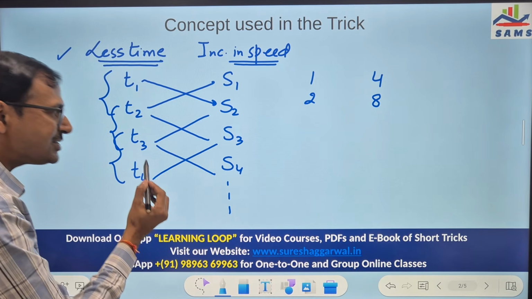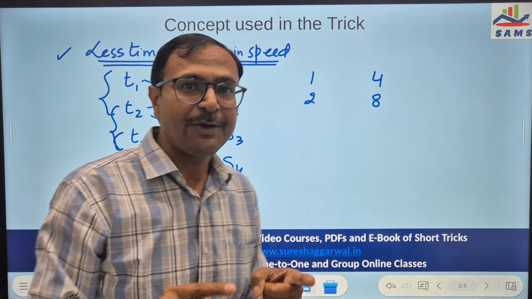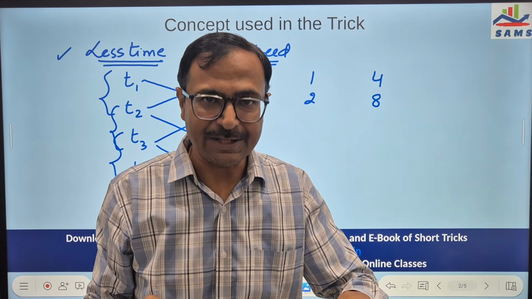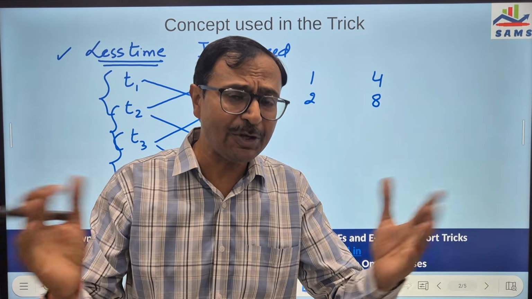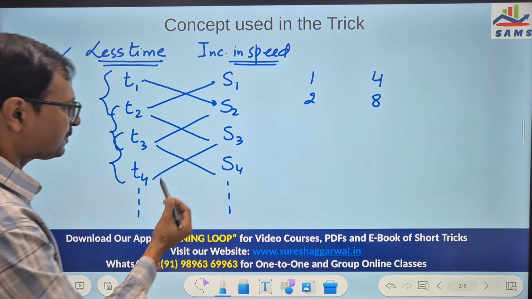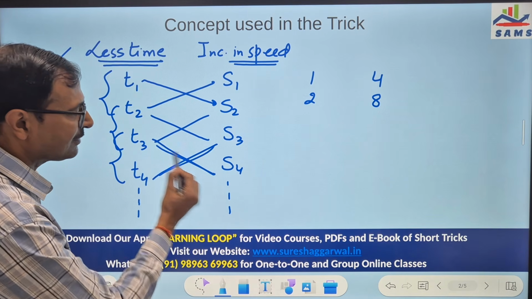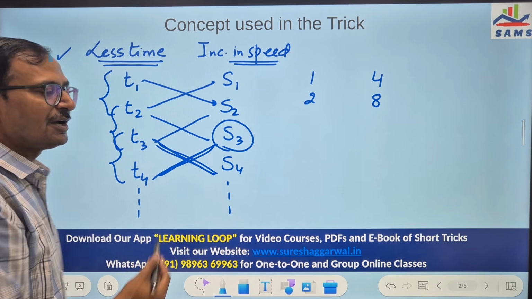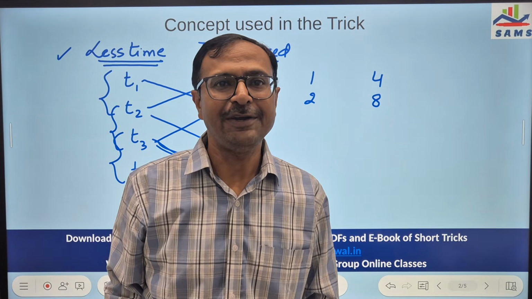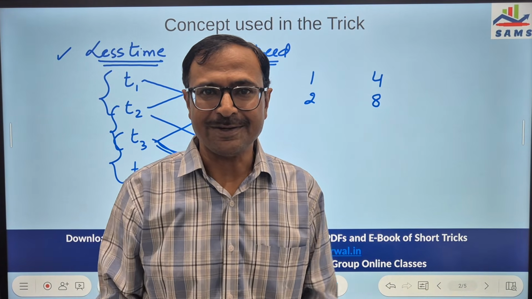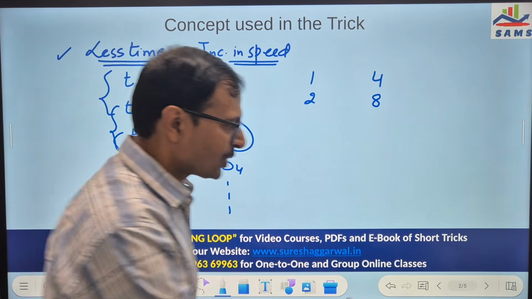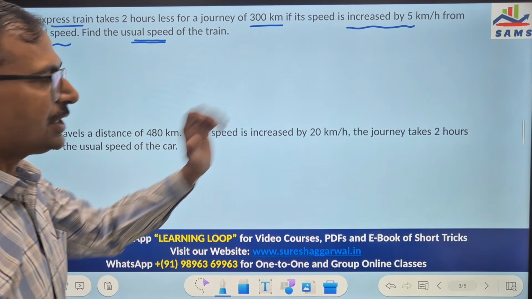So you have to keep on checking the cross products till you obtain that cross product which is equal to the distance given in the question. And what will be your final answer? This speed. Suppose this cross product gives you the required distance. So the speed which is mentioned first will be the usual speed of the question. Let's apply this because I know this is getting a little tricky. So we can apply it to this question now.